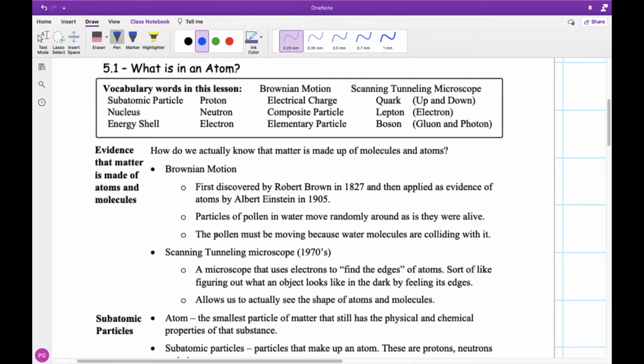The other piece of evidence that we have for the fact that matter is made of atoms and molecules is the scanning tunneling microscope, which allows us to use electrons to find the edges of atoms. It bombards the atoms and shoots electrons at them, and you can see where the edges of atoms are by feeling around, like feeling around for the edges of an object in the dark. We can use it to see the shape of atoms and molecules.